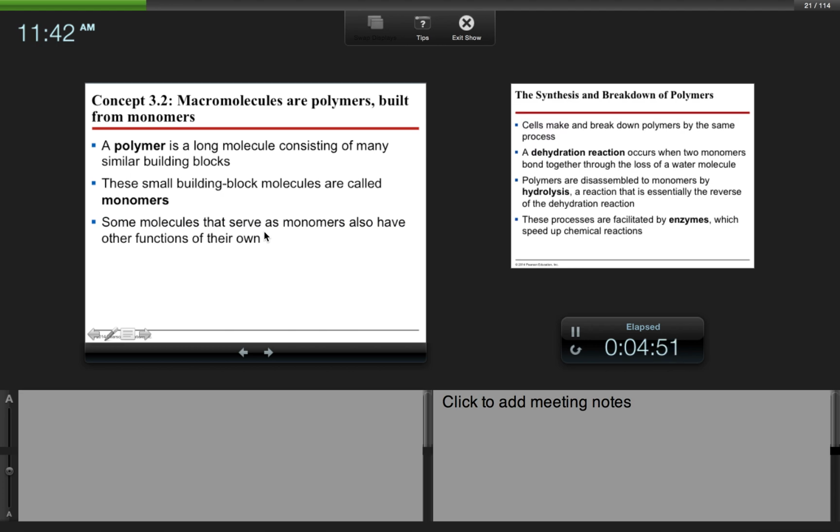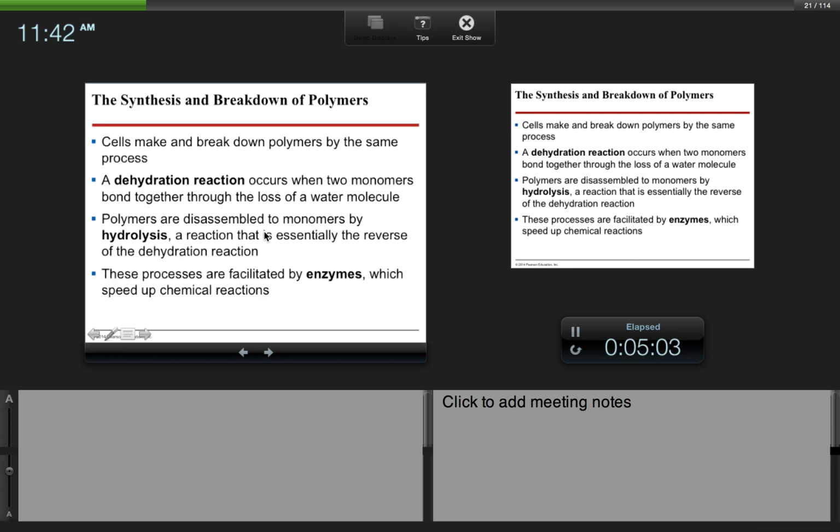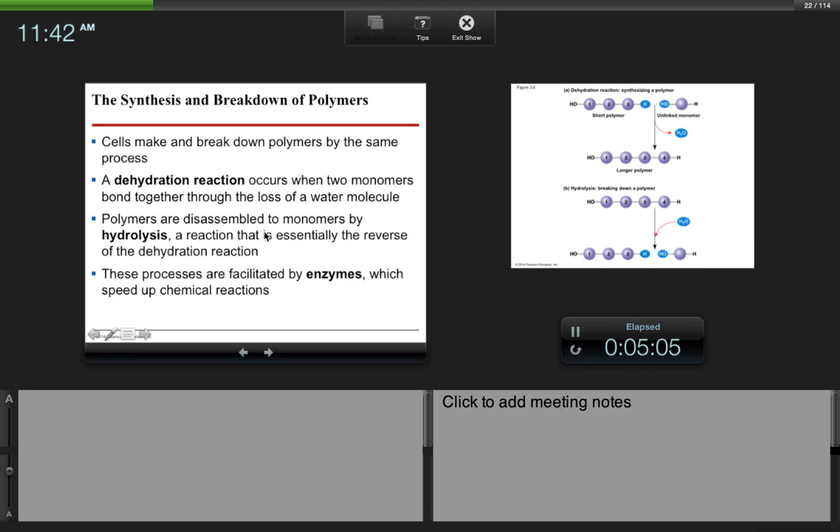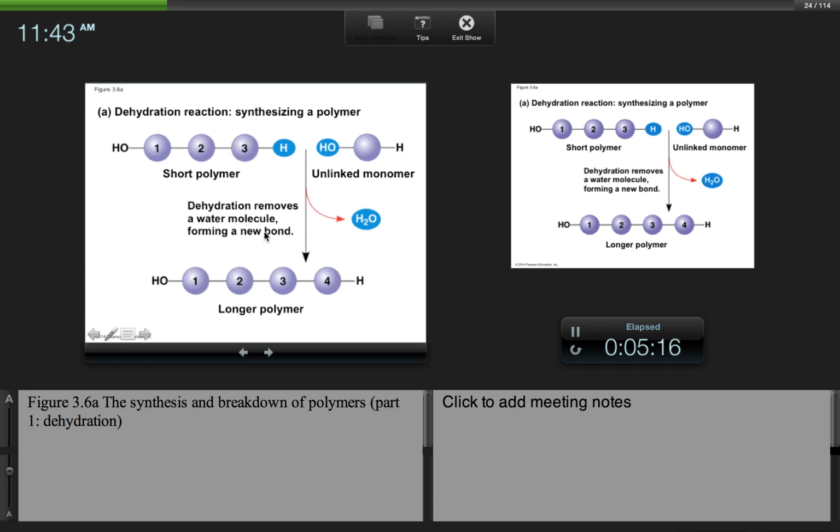Okay, now we're looking at polymers. Polymer is a large molecule consisting of many similar building blocks. These building blocks are called monomers. Some molecules that serve as monomers also have other functions of their own. Okay, synthesis and breakdown of polymers. We have dehydration reactions where water gets taken out. So let's look at that here.